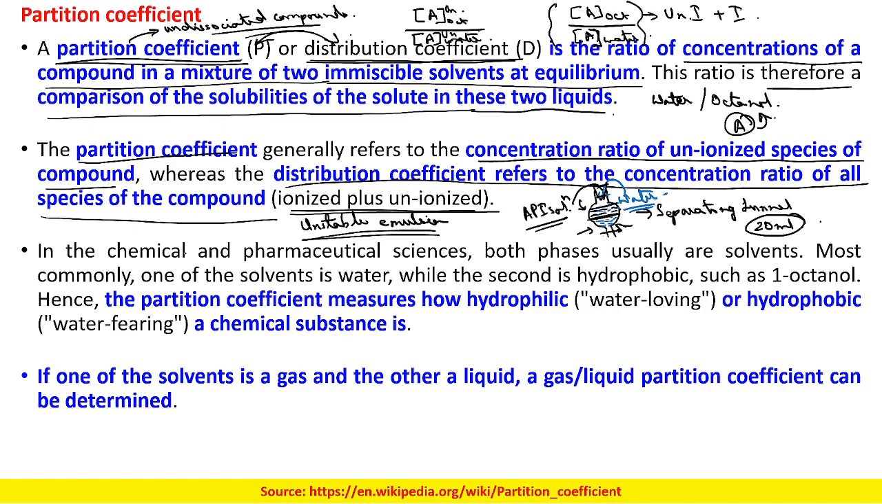So what is happening in the chemical and the pharmaceutical sciences? Both phases usually are solvents. Most commonly one of the solvents is water, while the second, the hydrophobic phase, is usually octanol. So the partition coefficient measures how hydrophilic or hydrophobic a chemical substance is. The higher the hydrophobicity, the higher the amount of the analyte distributed within the octanol phase, and the lower the amount of the analyte present in the aqueous phase.